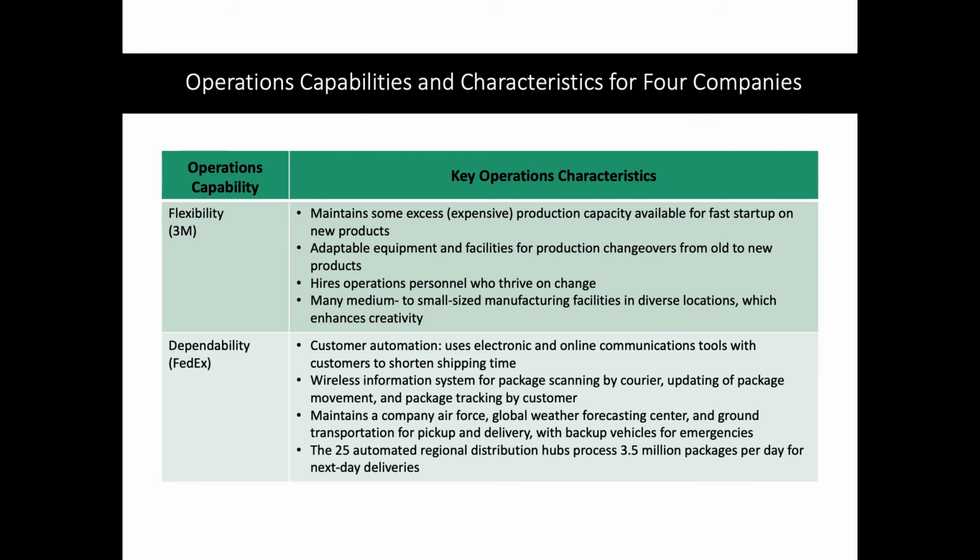And in order to be dependable, let's take the last bullet point there. They have 25 automated regional distribution hubs that process 3.5 million packages per day for next day deliveries. They were one of the first worldwide next day delivery companies. In order to do that, they redesigned their distribution flow. In other words, they designed their operations and service production in order to support the premise that their next day deliveries would be absolutely, positively there overnight without error or fail.